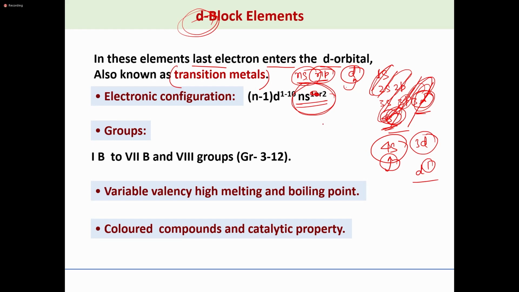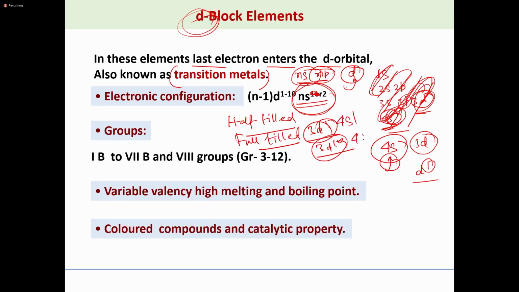So why have I cut this one? There is a reason. There is some effect called stabilization. When the d orbital is half filled, that is the 3d5 electronic configuration, it is the most stable. When the d orbital is fully filled, that is the 3d10 electronic configuration, it is also the most stable. For that, there are two exceptional cases: 4s1 and 4s1.